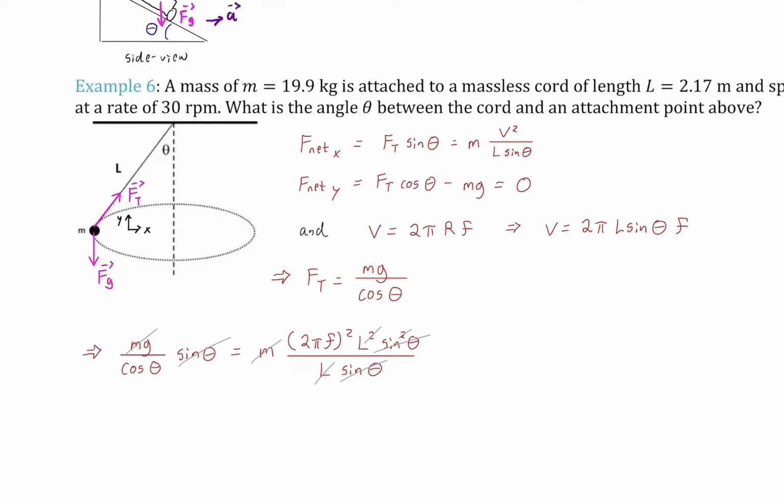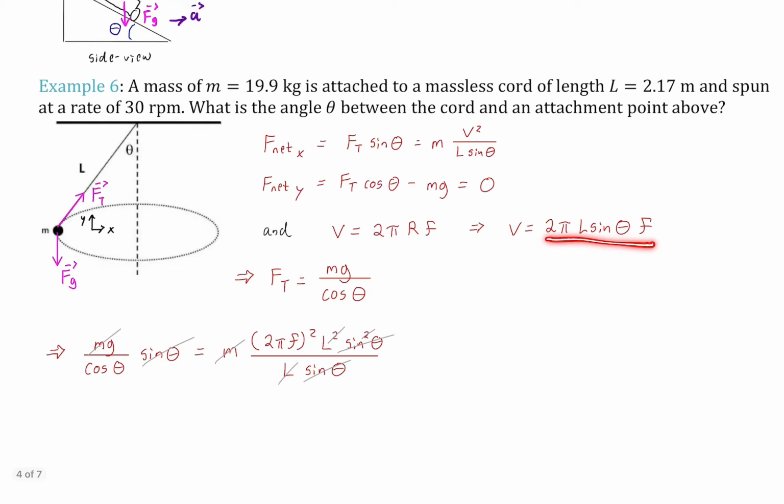So when I do that, notice what happens. I plug in my mg over here, so my F_T becomes mg over cosine theta, which is right there. My sine theta gets multiplied. On the right-hand side, I replace v with this whole expression. So I have (2 pi f) squared times L squared sine theta squared. This is just the (2 pi f) squared, the L squared you can see right there, and then the sine theta squared is this.